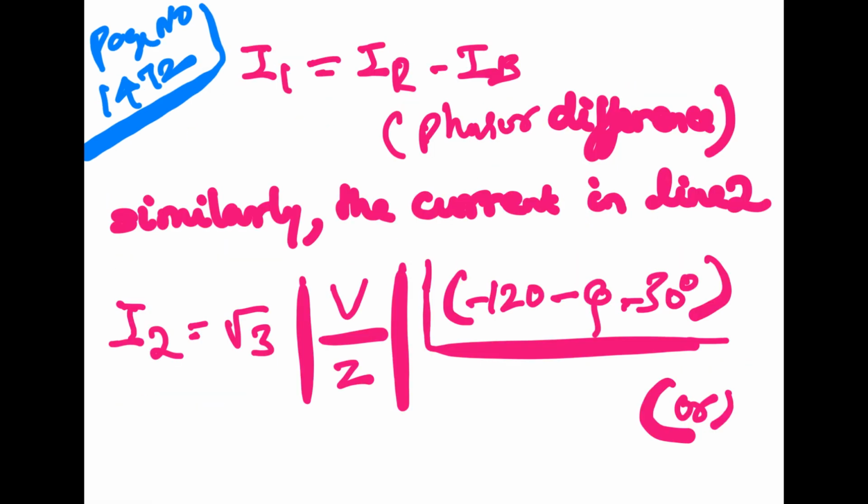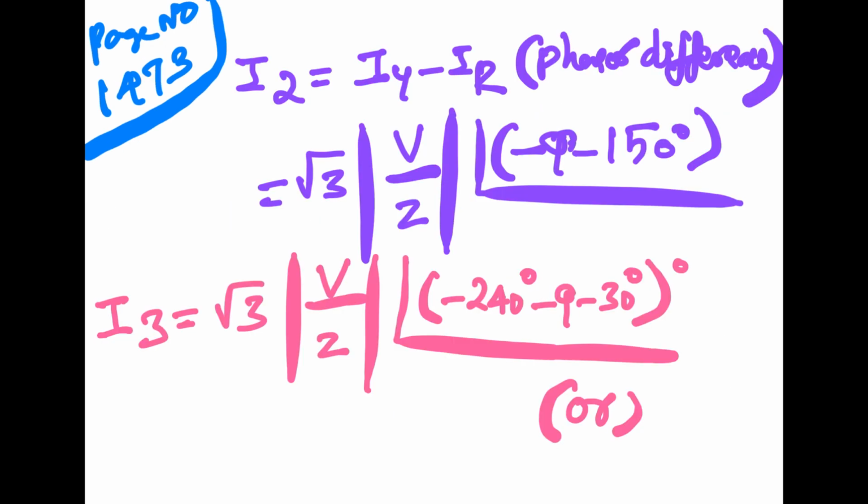Or I1 is the phase difference IR minus IB. Similarly, the current in line 2, I2, is root 3 times modulus of V divided by Z angle of minus 120 minus phi minus 30 degrees, or IY minus IR phase difference. That is, I2 is root 3 times modulus of V divided by Z angle of minus phi minus 150. And then calculate I3. I3 is root 3 times modulus of V divided by Z angle of minus 240 minus phi minus 30.